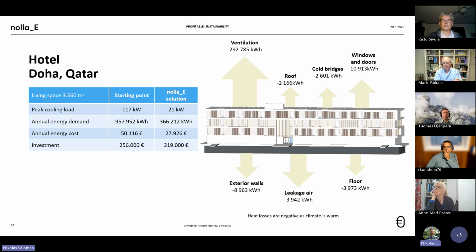This is a hotel in Doha in Qatar. There were actually 20 of these made, and this was for the football championship in Doha that was some years ago. These were made before that, and the conditions in Doha were 35 degrees Celsius ambient temperature every day, the whole year, and the sun shining really strong from right above.